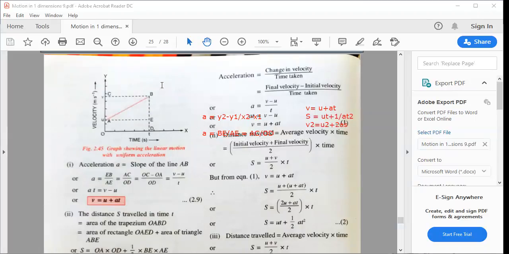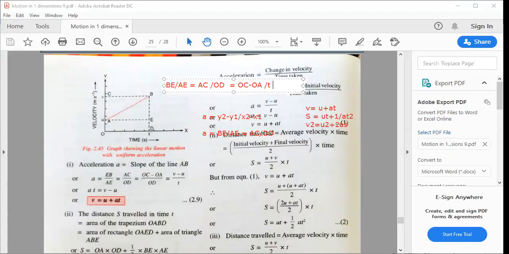So it is BE upon AE. BE can I write AC, and AE can I write OD. Now what is OC? So what is AC? AC is OC, the whole thing, minus OA. And what is OD? OD is T, time T.